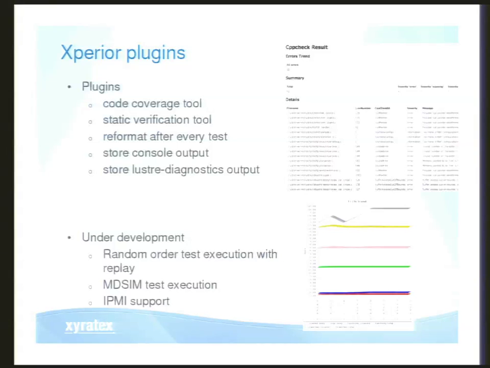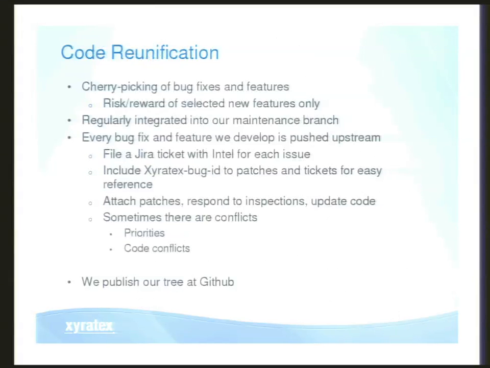So finally, how do we reconcile our individual code tree with the upstream canonical code tree? The first thing we do is we cherry pick bug fixes and features from the upstream tree that we like. So right now our baseline is Lustre 2.1, and obviously the canonical tree is all the way up to 2.4.